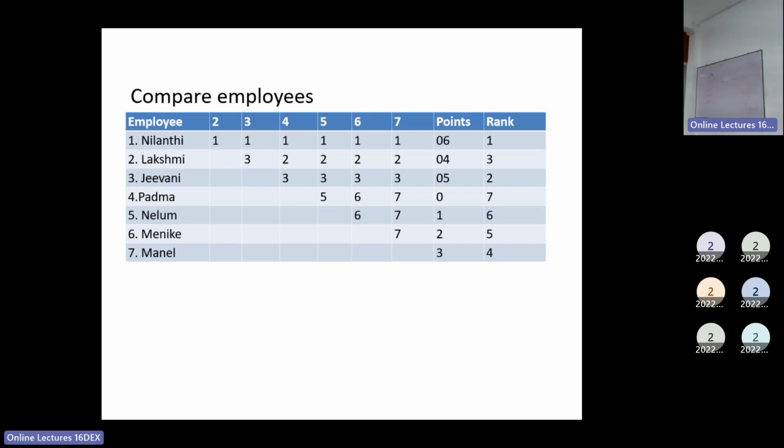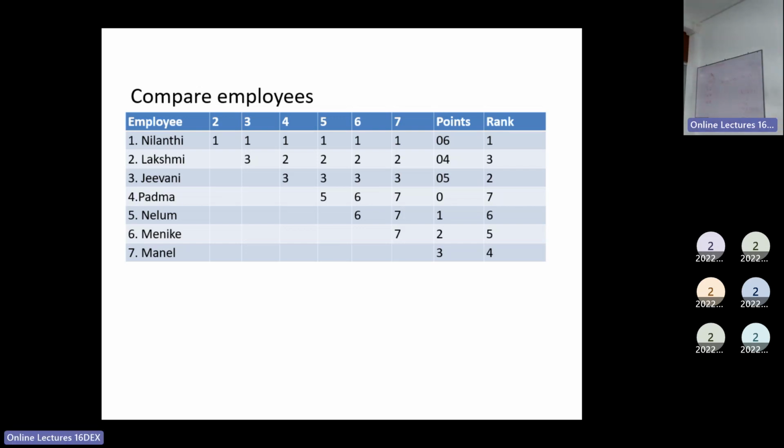So look at this table. There are 7 employees: Nilanthi, Lakshmi, Jeevani, Padma, Nelu, Venike, Mane. They have been given labels as 1, 2, 3, 4, 5, 6, 7. These are their labels, not numerical values. Now you are going to compare these employees with each other, so you write their labels horizontally. 2 means Lakshmi, 3 means Jeevani, 4 means Padma, 5 means Nelu, 6 means Venike, 7 means Mane.